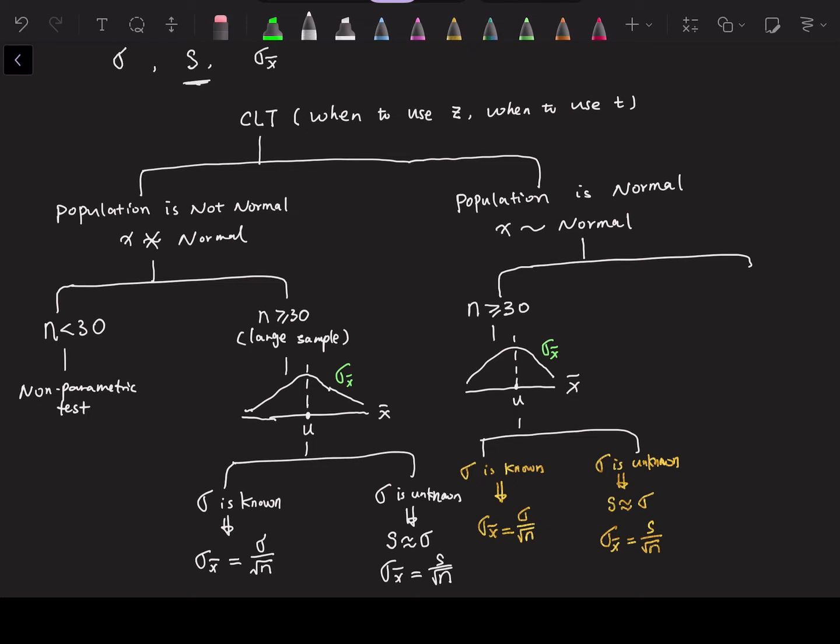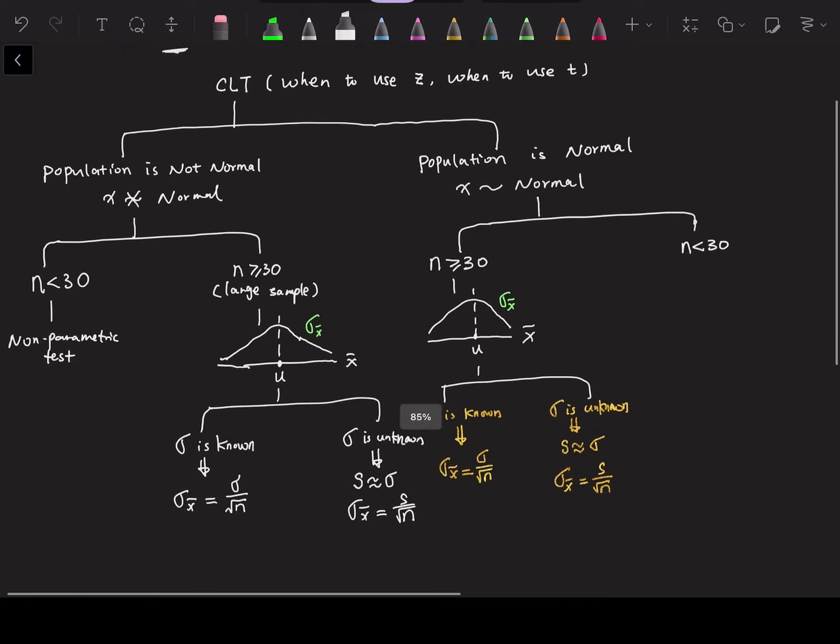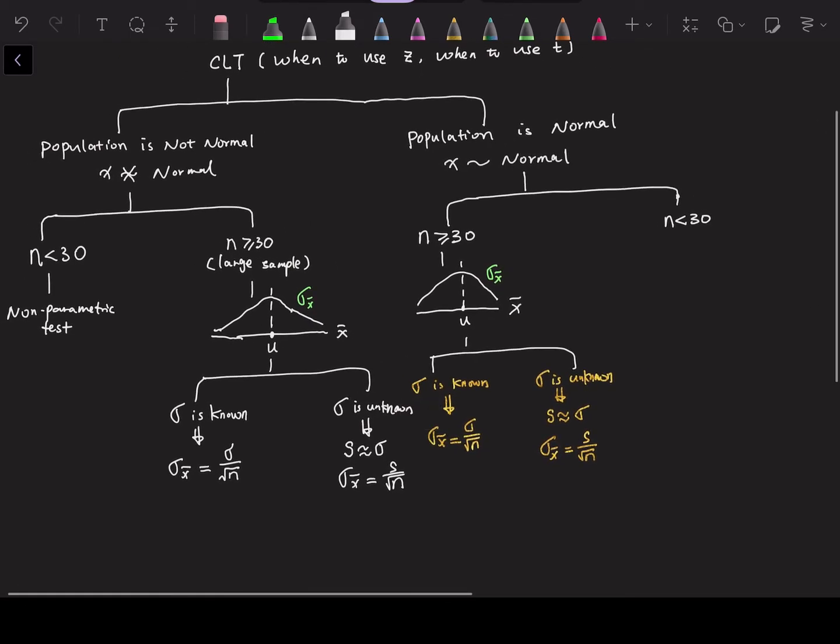it doesn't matter, we can still use the central limit theorem. Sample means follow a normal distribution because the population is normal for any sample size. Even if the sample is small, the sample means will follow a normal distribution. Let me zoom out a little bit. So the sample mean will follow a normal distribution.